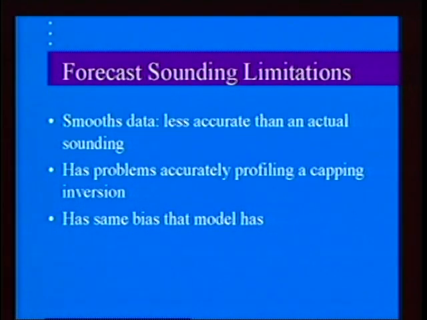There are, however, some limitations to the forecast soundings. One of these is that it smooths the data out, so it's going to be less accurate and sometimes much less accurate than an actual sounding. But remember, those actual soundings had many limitations in that they were only launched at 0Z and 12Z, and they're only launched at specific locations.